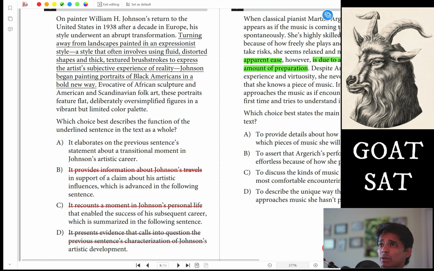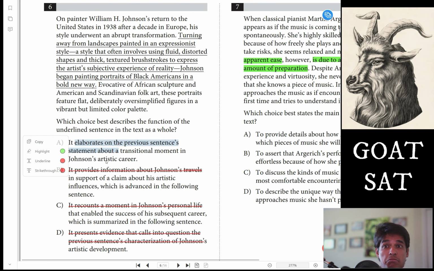We haven't even read anything really. We just read the single line and then we're able to do it based on what was included and what wasn't. And finally, it provides information about Johnson's travels. Well, it doesn't do that. So it's probably going to be A no matter what. Let's just make sure that A is the right answer. If you go back and read it, it tells a story about this painter who traveled in Europe and then his style changed. So it's a transitional moment in this artist's career, and then it elaborates on that. Checks out to me. That answer is A.